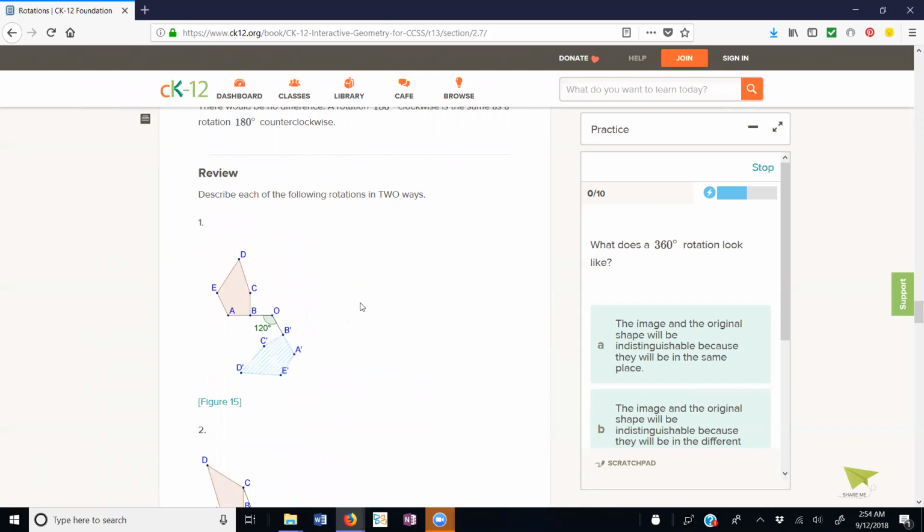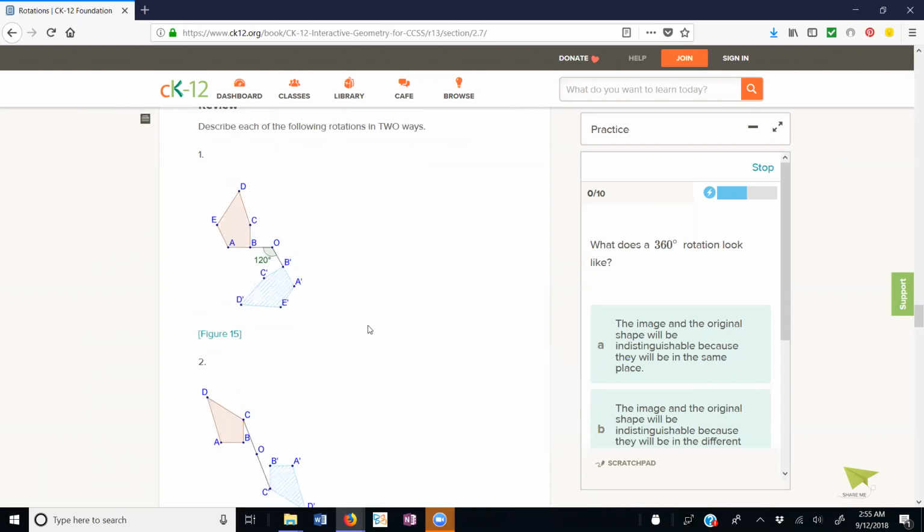Describe each of the following rotations in two ways. So this is a review question, and I believe this was section 2.7, and it's question 1. So this point B can be rotating around here to B prime 120 degrees in a counterclockwise direction, or another answer would be rotating B around to B prime a positive 240 degrees in a clockwise manner. There are 360 degrees in a circle. So let's see if we can find that answer.